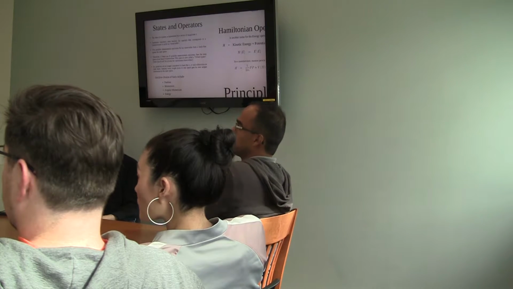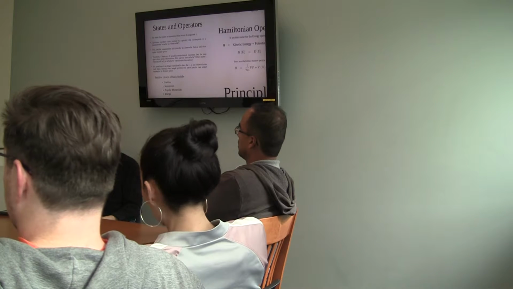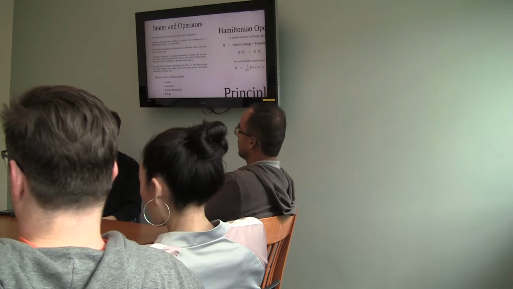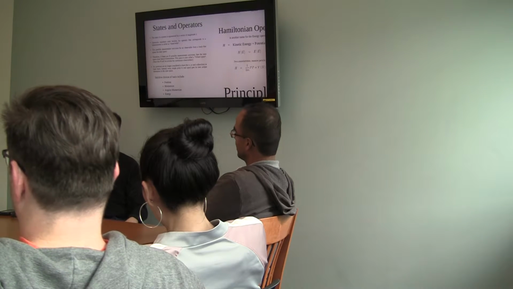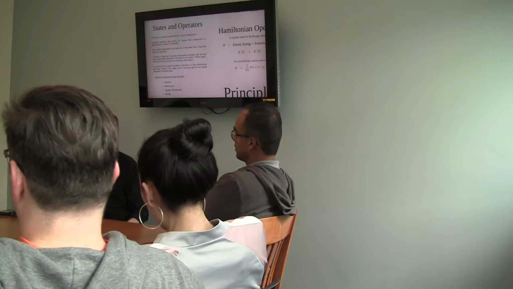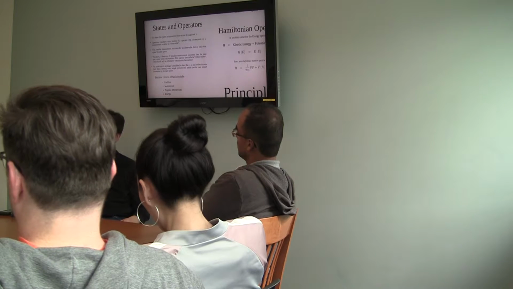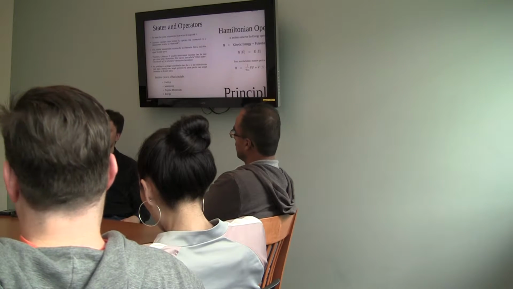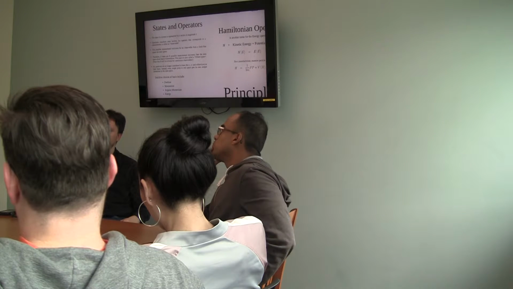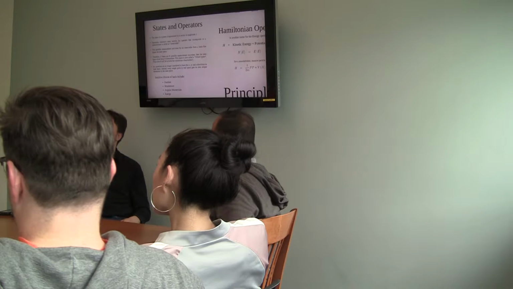I was going to say, so i h bar d by dt of the state vector of the system is the energy of the system? It turns out, yes. It's not obvious, but it turns out that you can do experiments that show that that actually works really well. So the energy operator is the same as energy? So, yes and no. If you do an experiment where you measure the energy of a system that is in an energy eigenstate, the energy that you measure will be the eigenvalue of that eigenvector.